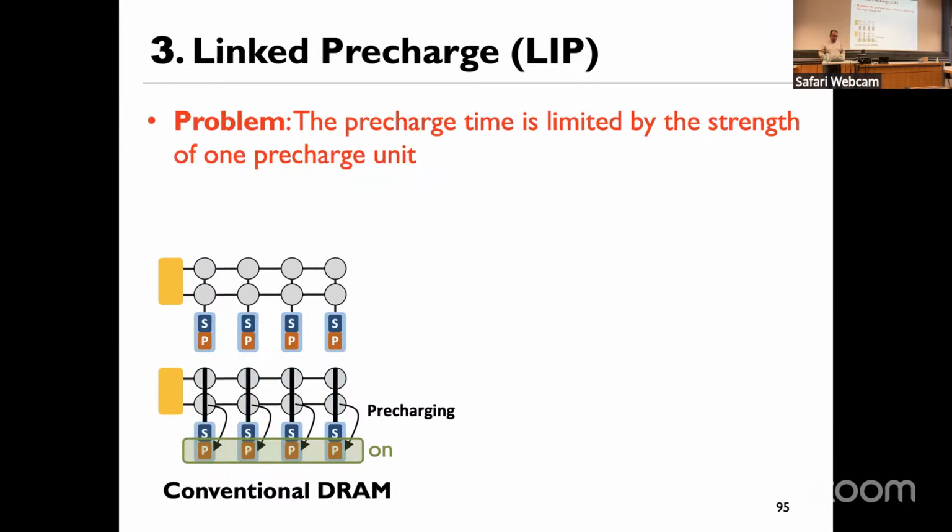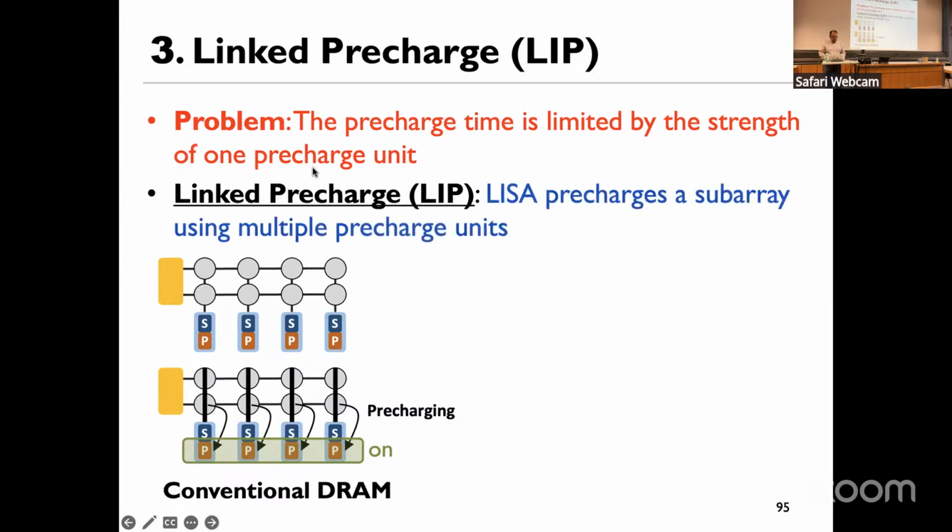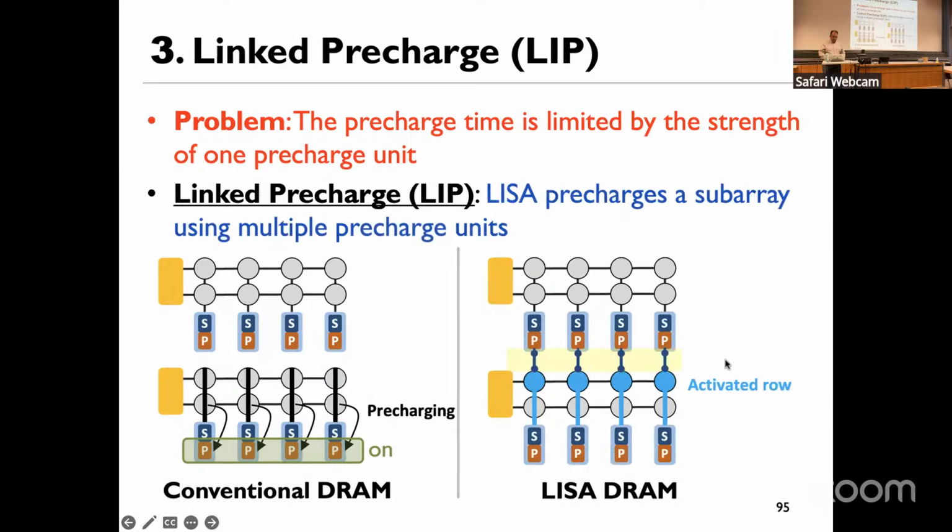You can also use this technique to reduce recharge latency. The pre-charge time is limited by the strength of one pre-charge unit. Normally you have one pre-charge unit for that subarray. However, by connecting these rows together, you can turn on these two pre-charge units together, and they can drive current more powerfully. Your pre-charge latency would then be reduced using this kind of substrate.